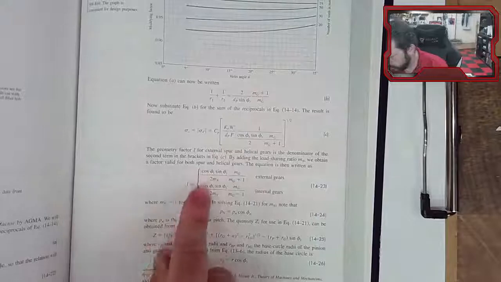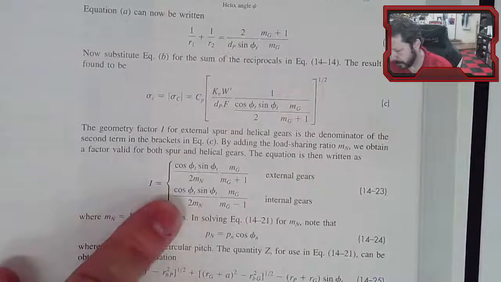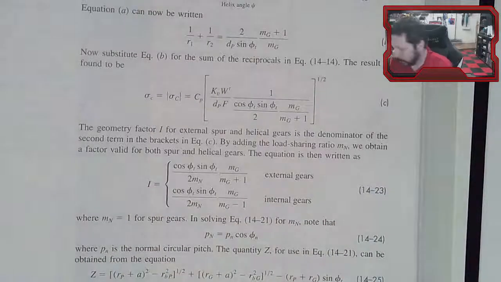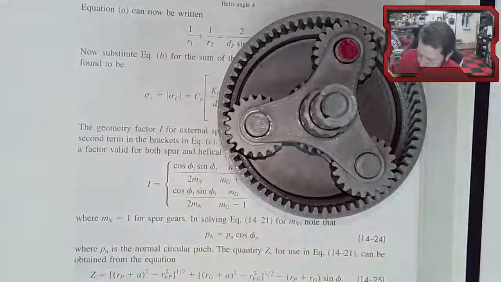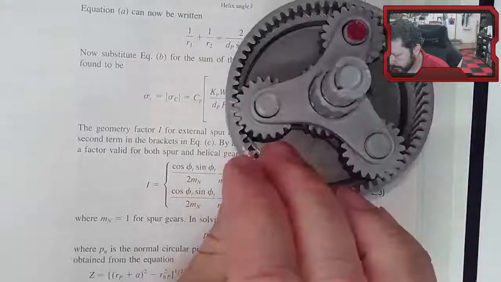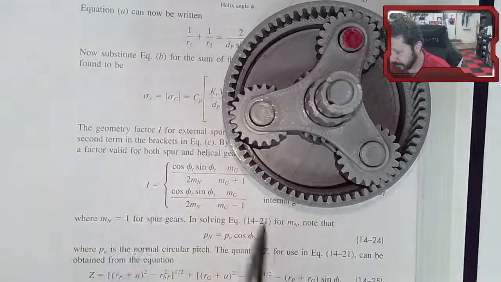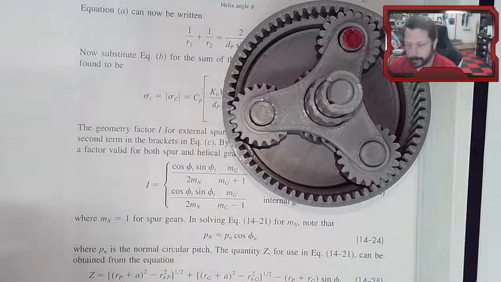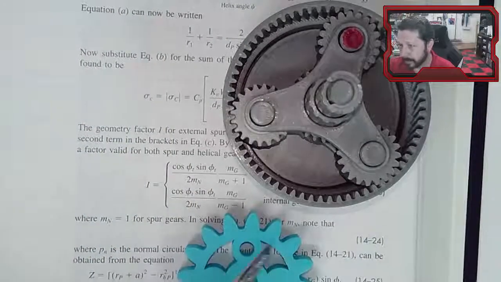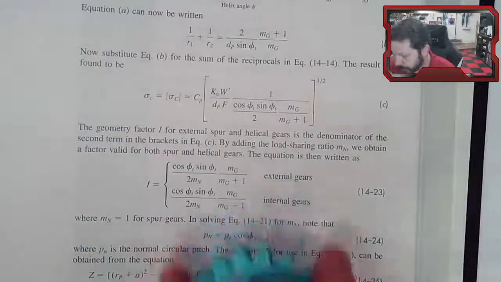Right here. Zoom in. 1423. It's two separate equations depending on if you have external or internal gears. So we'll go back to this guy. Internal gear teeth would be like on the ring where they're facing inward. So these teeth over here would be internal teeth. And then all the other gears that you've ever seen before are external teeth, where the teeth point out. So these are external, those are internal. And that's the distinction on which one of these you're going to use.